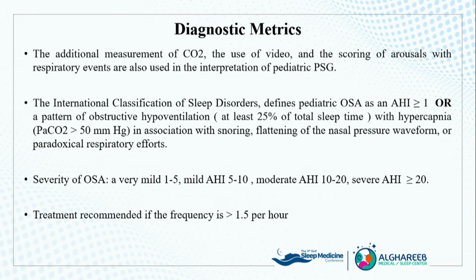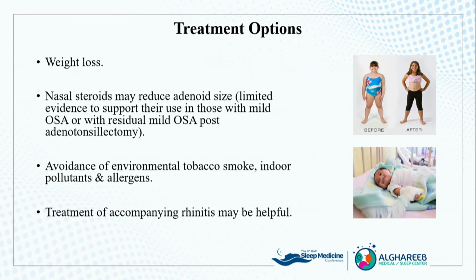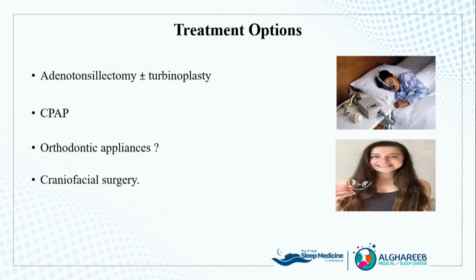I'm almost done. The diagnostic metric is the apnea-hypopnea index. I don't need to go into these details. Treatment options are weight reduction, nasal steroids, environmental treatment, and treatment of accompanying rhinitis, and then we have adenotonsillectomy as a definitive treatment. Then there's CPAP, which has a place for some kids. Craniofacial surgery for syndromic cases. Orthodontic appliances are there also, so our dental colleagues can do something.